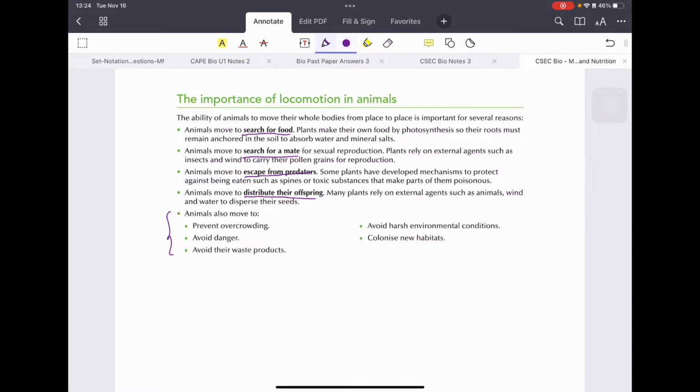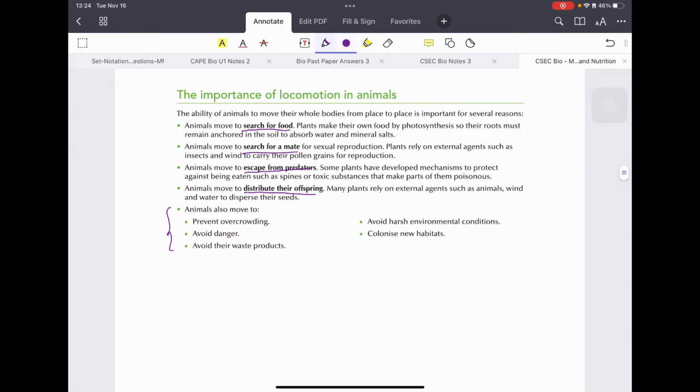Okay, you need to avoid waste products as well. You don't want to be living in the same place where you're excreting as an animal, right? You would go and excrete your waste somewhere else. And also, if environmental conditions become harsh, like if there's a drought or something, you as an animal need to find water and move somewhere else.